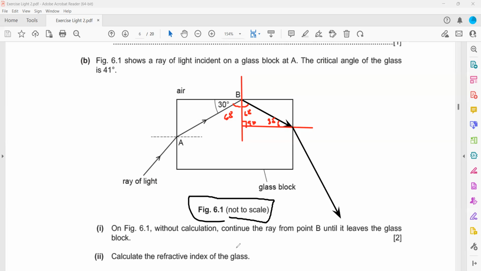Is it clear, this one? How to complete a path of this light? The angle of refraction, this angle can be any value, but it should be more than 30, because the light is moving from glass to air, so it should bend away from the normal, so the angle should increase.